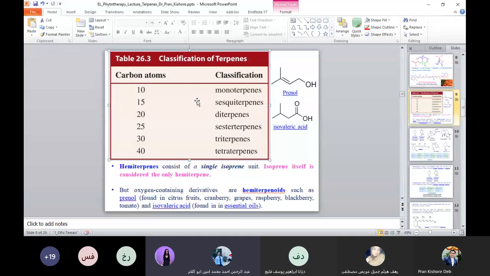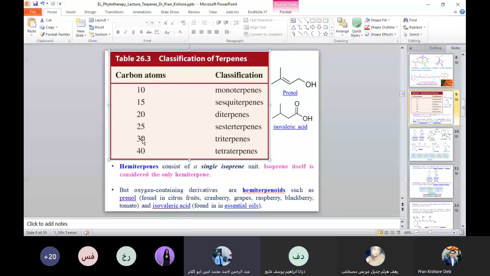2, 2, 2, right? Isoprene. When it is 15 carbon atoms, it is known as 3 isoprene, sesquiterpene. 20 carbon atoms, how many isoprene? 4. 25? 5. Yes, 5.